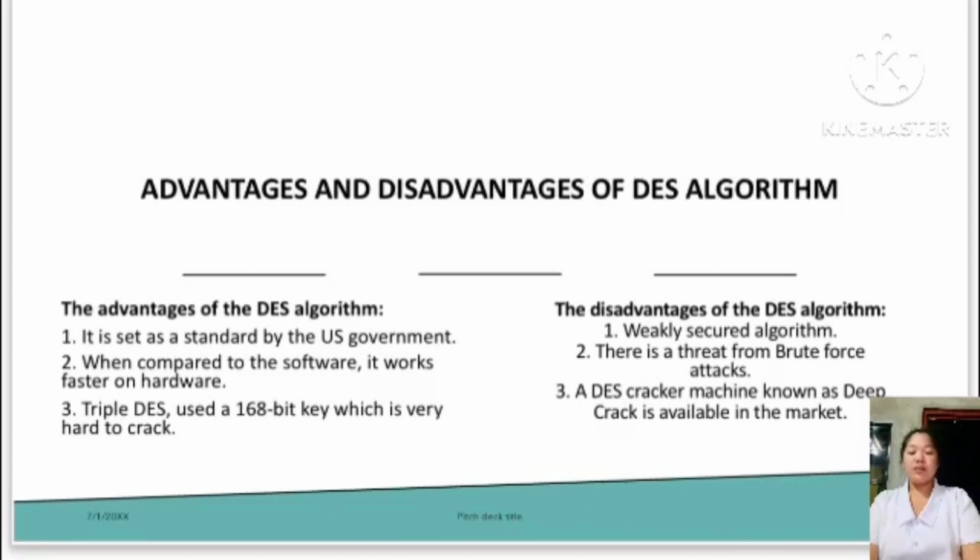The advantages of the DES algorithm: it is a standard set by the US government. When compared to software, it works faster on hardware. Triple DES uses a 168-bit key, which is very hard to crack. The disadvantages of the DES algorithm: it is a weakly secured algorithm. There is a threat from brute force attack. A DES cracker machine, known as crack, is available in the market.